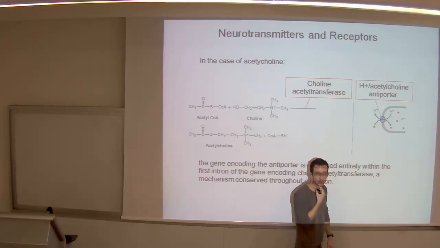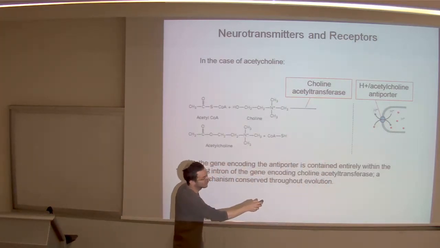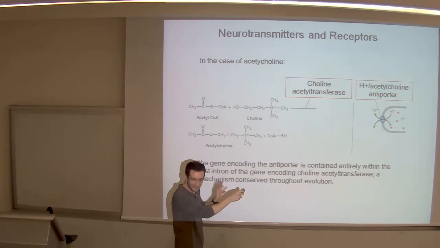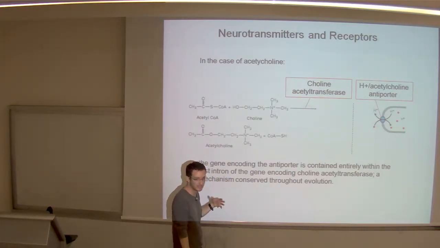Also, acetylcholine has an antiporter that packs it inside vesicles, called the proton acetylcholine antiporter. You see it right here. It works on the membrane of vesicles. Now, the gene of this protein is entirely included inside the gene that encodes the other protein in the genome. So when the first protein is transcribed, the second one is transcribed as well. And this coupling makes a lot of sense if you think of it.